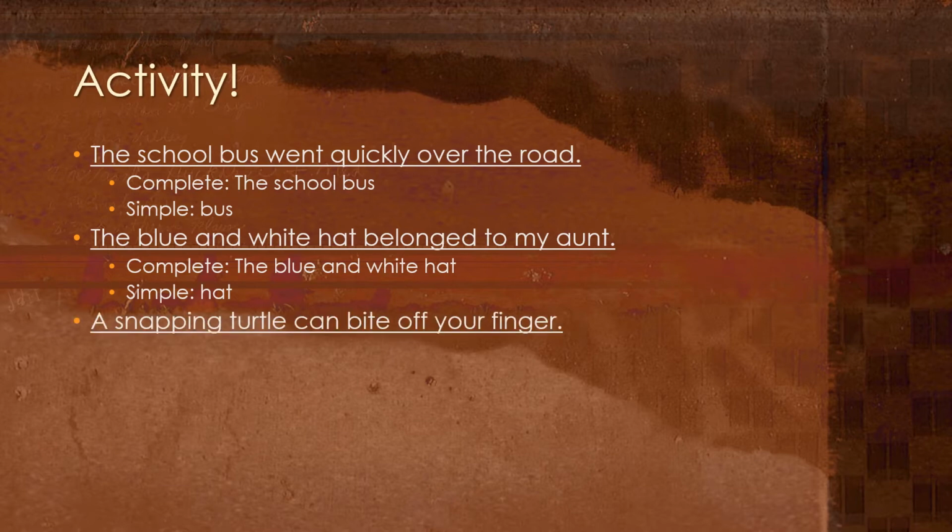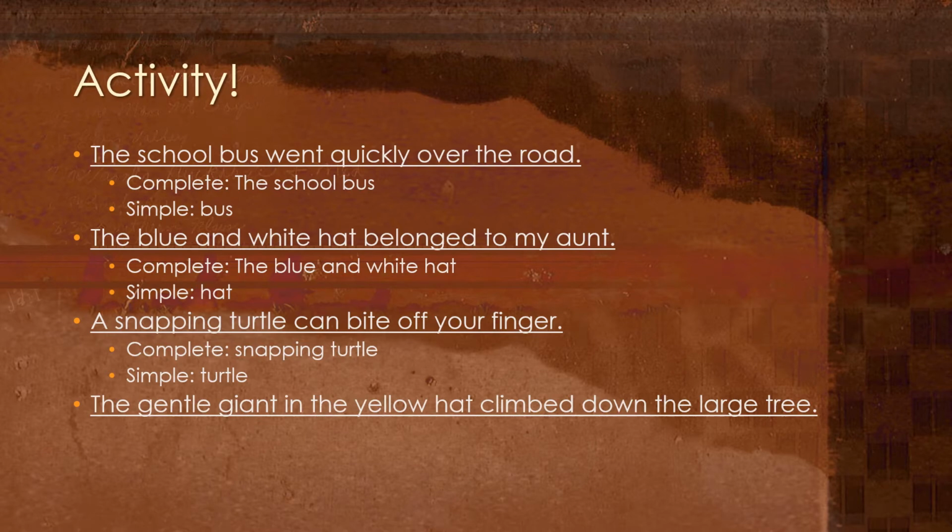A snapping turtle can bite off your finger. Okay. Here we go. We have another noun that's performing an action. In this case, a snapping turtle. Okay, tells us what kind of turtle. And if we get rid of snapping, we're left with just turtle, right? This is our simple subject.